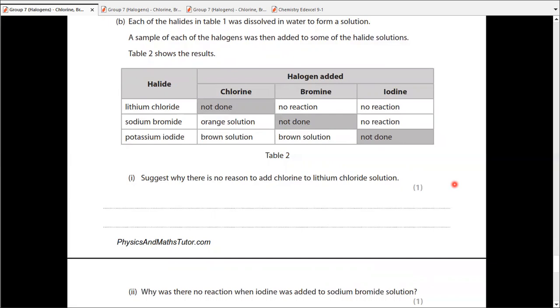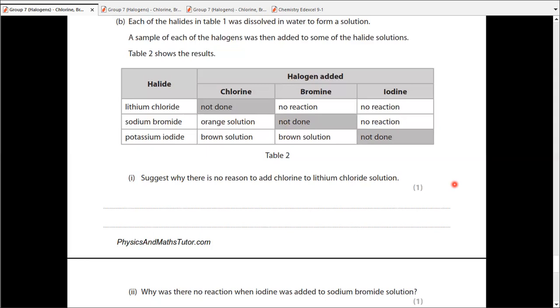Okay, a sample of each halogen was added then to some of the solutions. Table to show the results. Okay, so why is there no reason to add chlorine to lithium chloride solution? Sir, obviously it won't react with its own self.